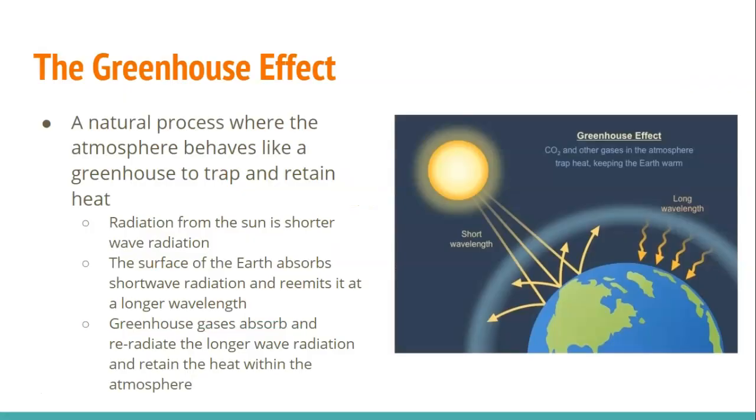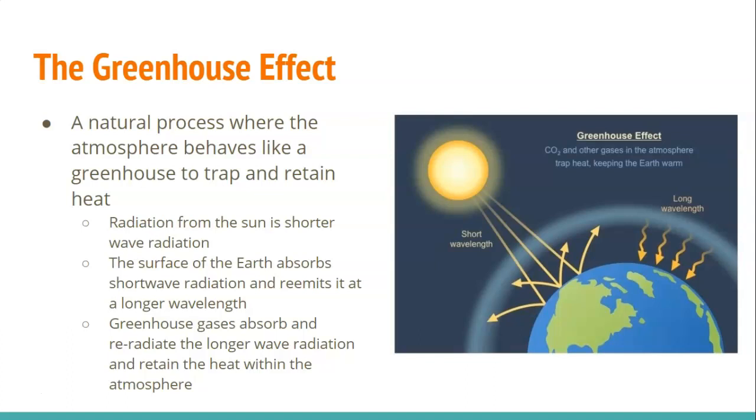So before we can get started talking about climate change, we need to know what causes it, and for that we need to know about the greenhouse effect. The greenhouse effect is a natural process. The reason why Earth is inhabitable is that the Earth is able to absorb radiation from the sun and re-emit it, and then keep it enclosed within the Earth's atmosphere so that we can retain the heat.